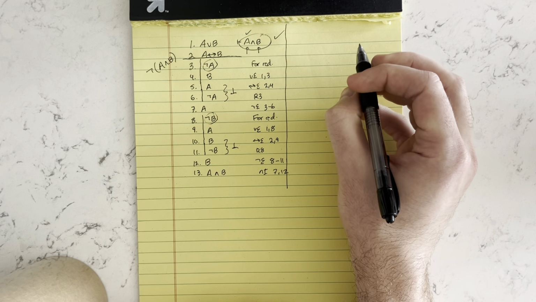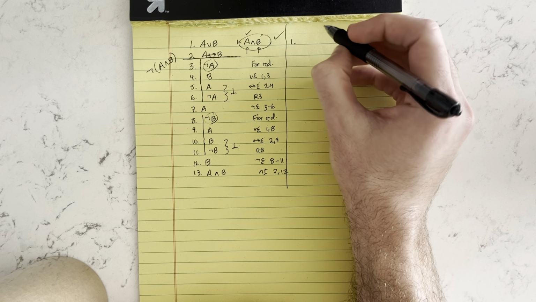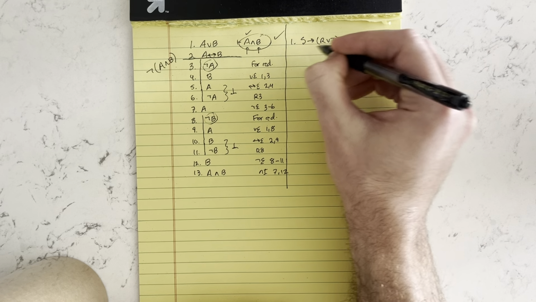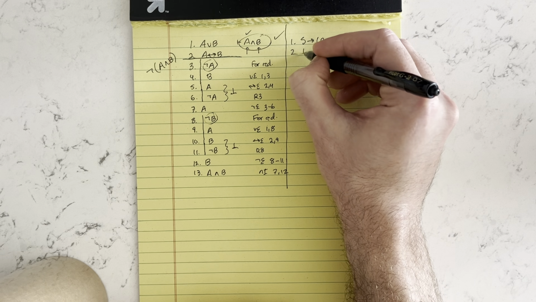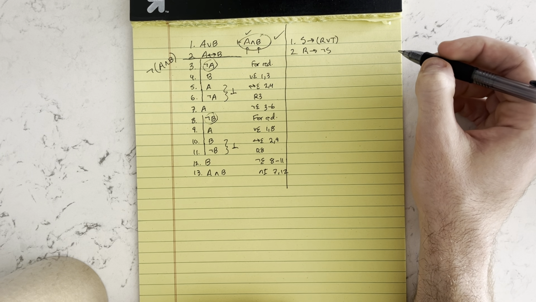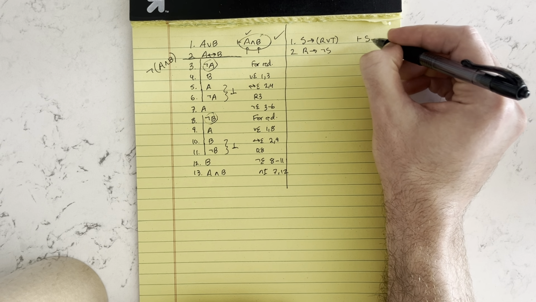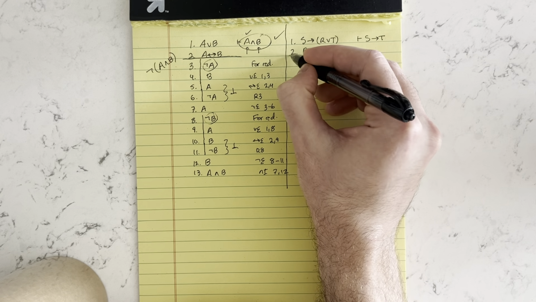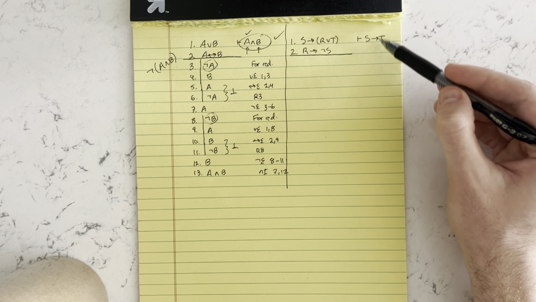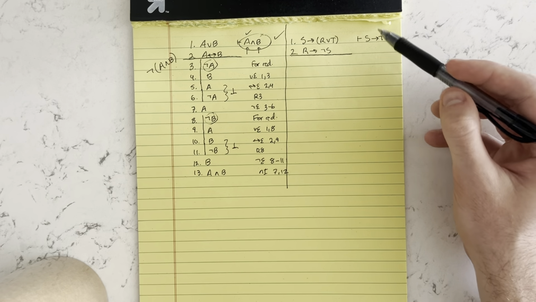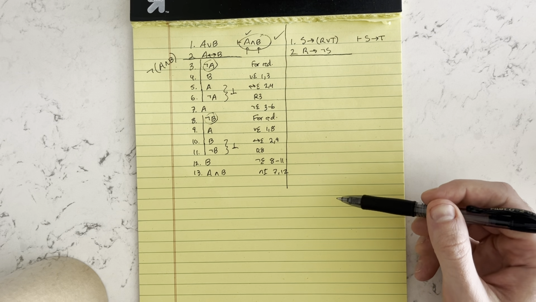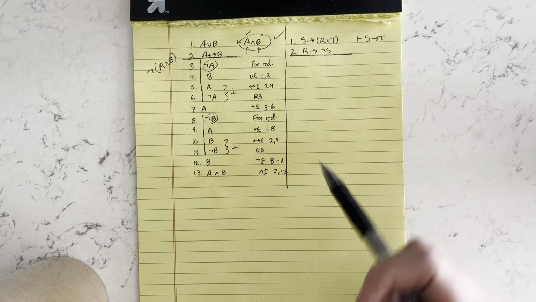This one is next. Premise 1 is S implies R or T. Premise 2 is R implies not S. And then we're going to try to prove that S implies T. Okay, so remember, conditional statement right here, right? So automatically be thinking, I'm going to run a conditional proof on this thing, and then I'm going to see what happens, all right? So go ahead and give that a shot. See how it goes.